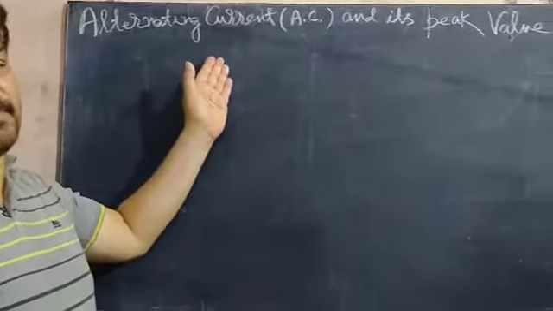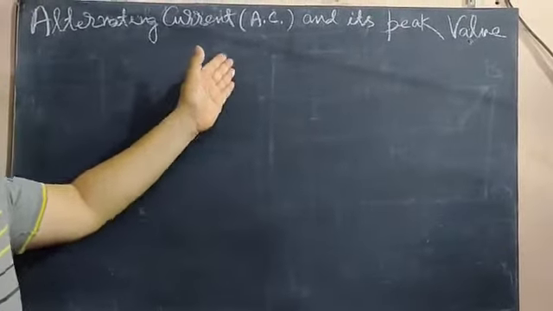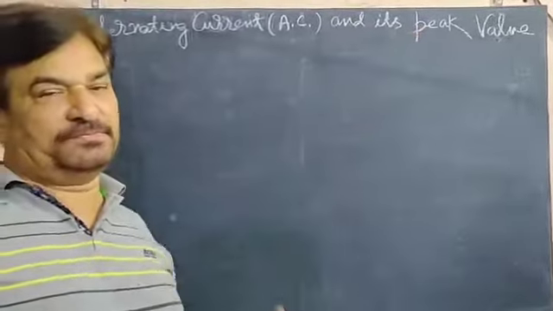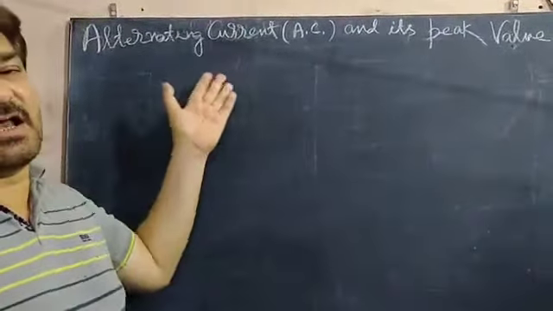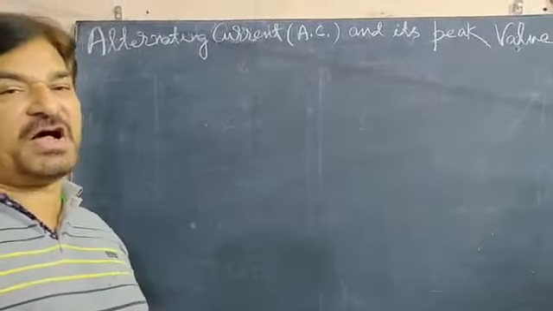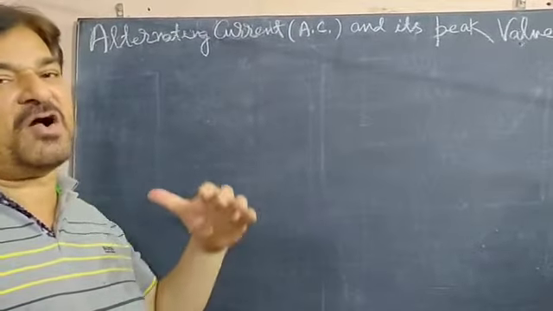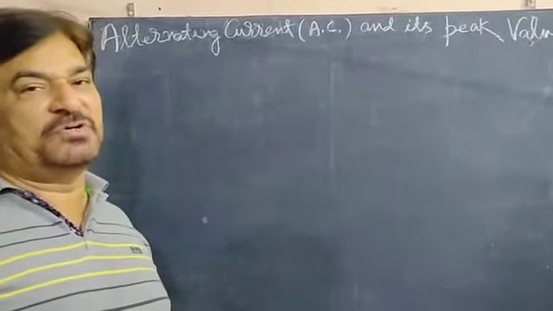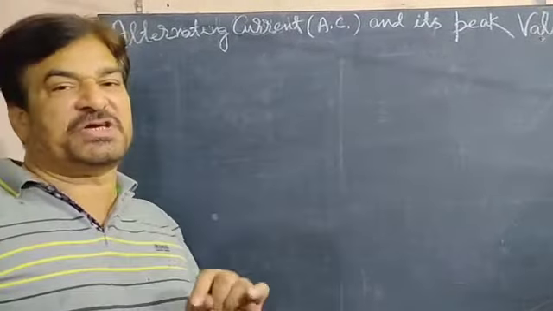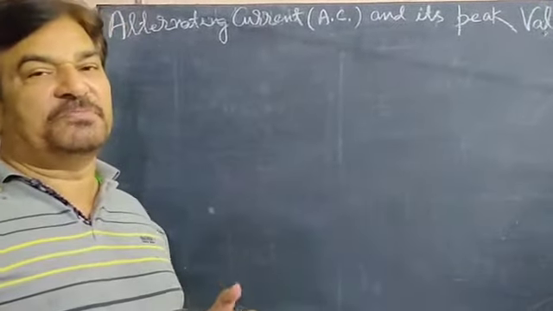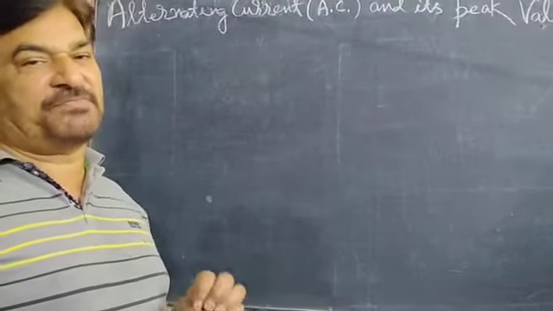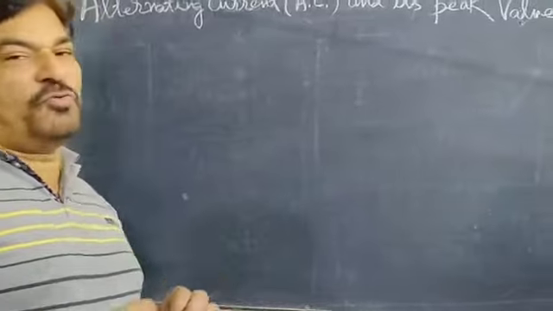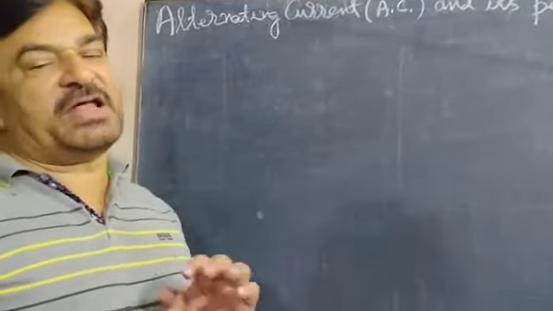Alternating current, AC, and its peak value. By the term alternating current, we mean a current which has a constantly changing magnitude and periodically changes its direction. How do we obtain an alternating current?